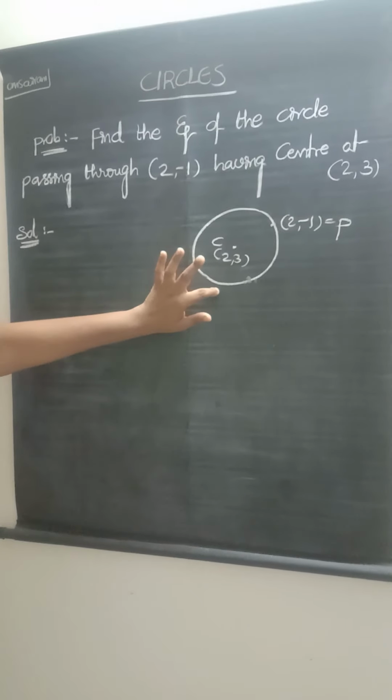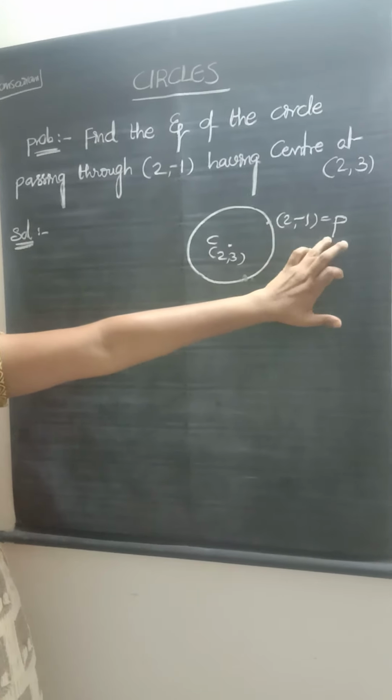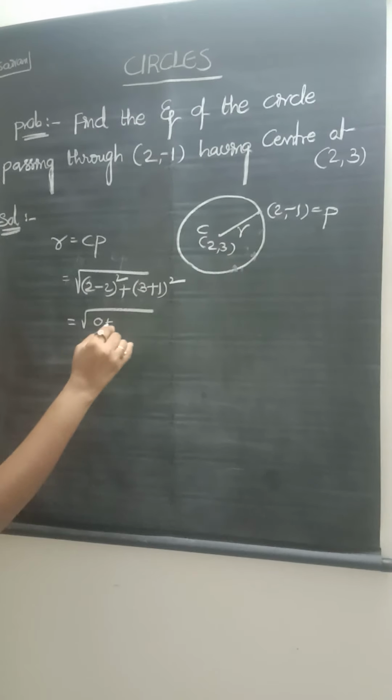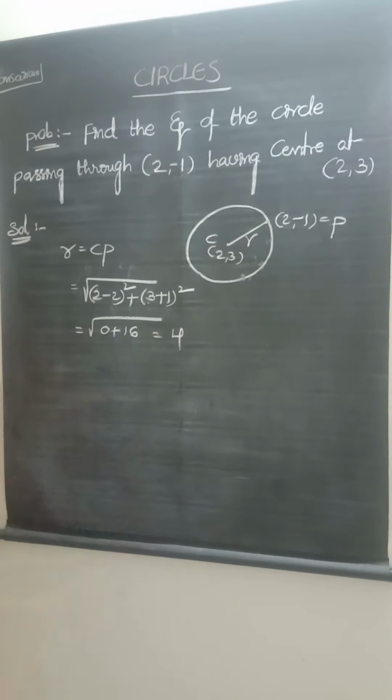Given that the center is (2, 3) and the point on the circle P is (2, -1), clearly the distance between them is equal to the radius, that is r = CP. CP means we are just finding the distance between the 2 points: square root of (2 minus 2) whole square plus (3 minus minus 1), that is (3 plus 1) whole square, equals 0 plus 4 square, 16. Root 16 equals 4. This is the radius value, and the center is C (2, 3).